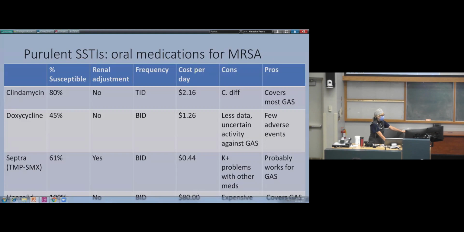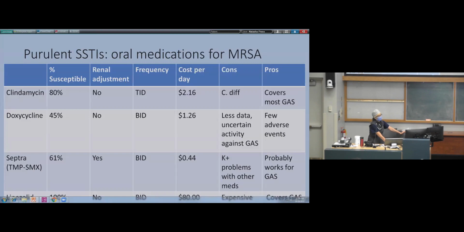So we're going to focus on clindamycin, doxycycline, and Septra. In terms of cost, you can see that their cost per day is really reasonable. About $2, or in the case of Septra, less than 50 cents a day. And these are the St. Paul's antibiogram susceptibilities. This has changed over time, and it will change over time, so you have to keep up with it.